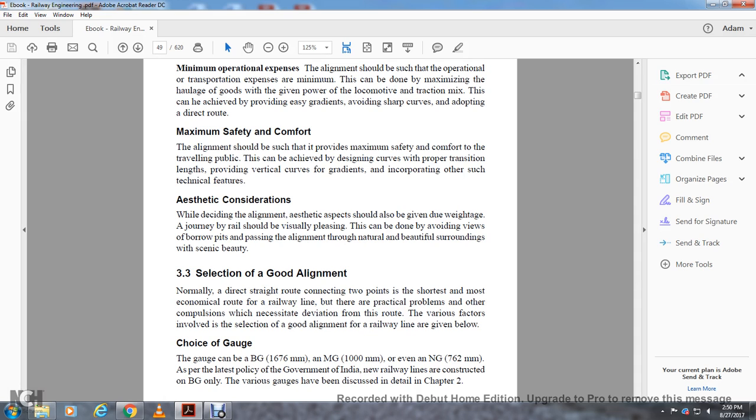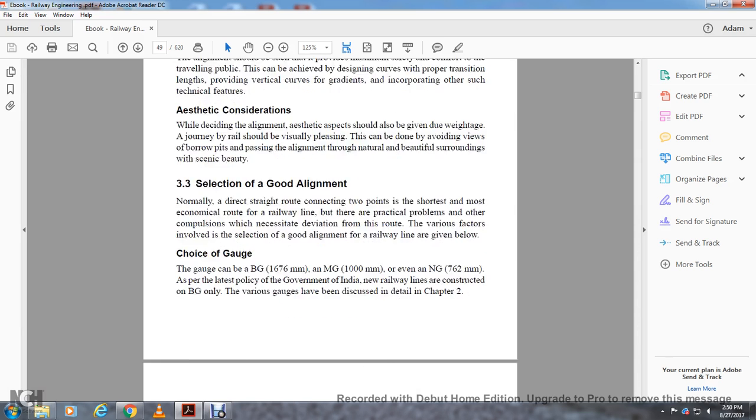The choice of gauge. The gauge can be broad gauge, meter gauge, or even narrow gauge, as per the policy of the government. Any new railway lines are constructed with the broad gauge. The various gauges have been discussed in Chapter 2.